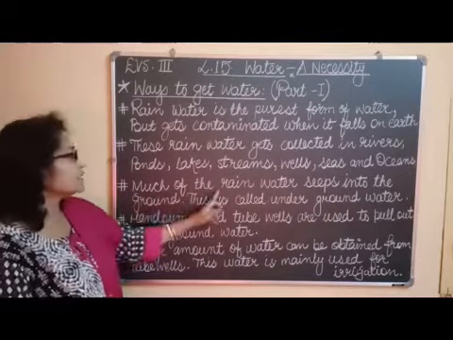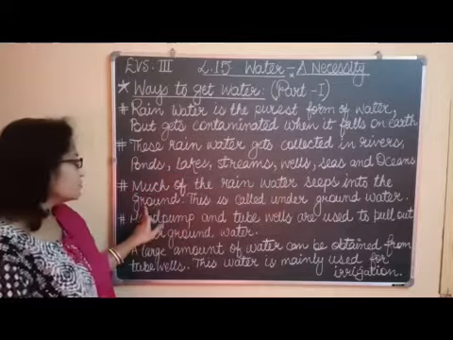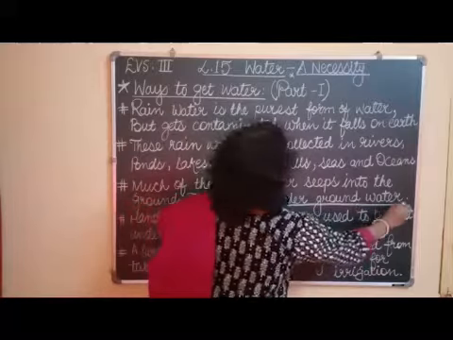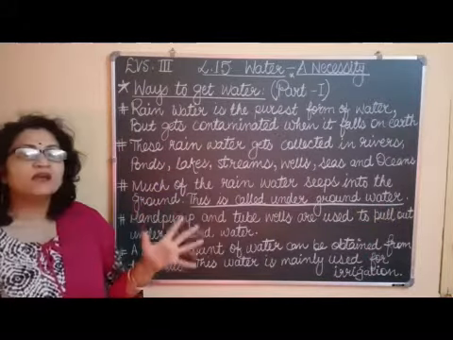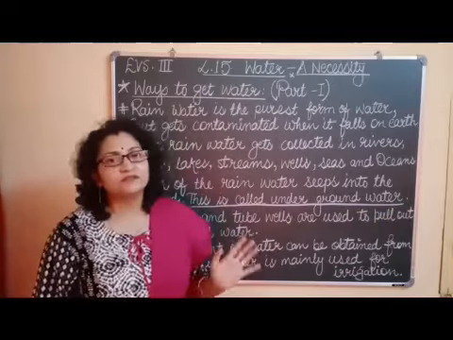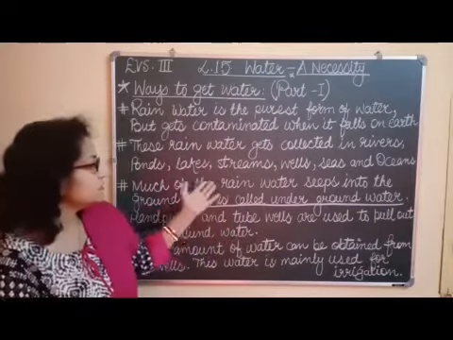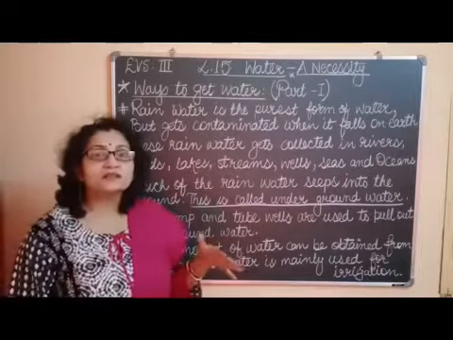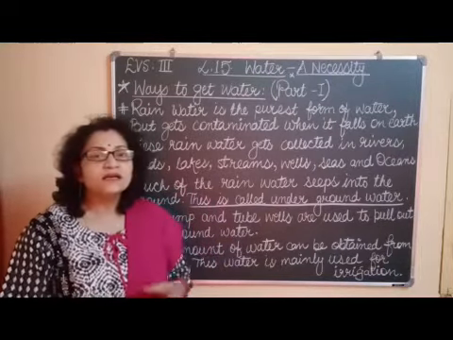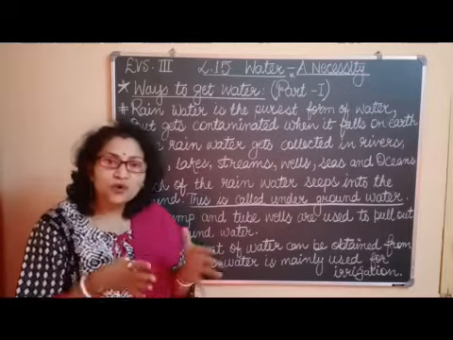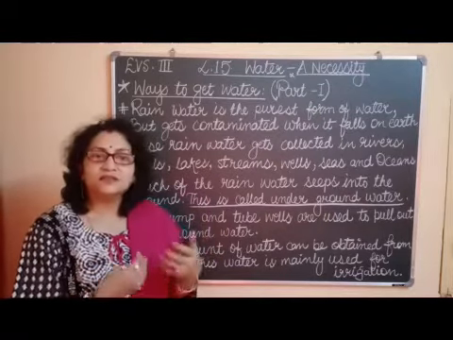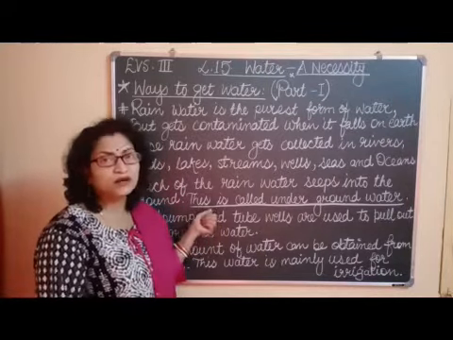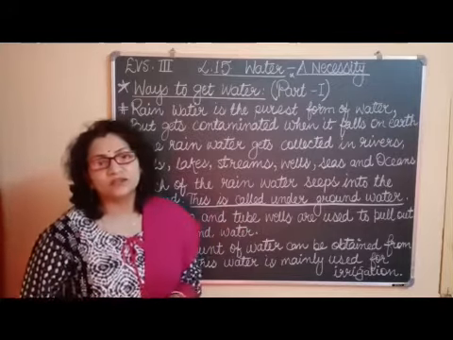Then much of the rainwater seeps into the ground. This is called underground water. This you need to know, what is underground water. When this rainwater falls on the earth, it flows in rivers, seas, oceans, wells, streams, as we have discussed. But some water gets collected down in the earth. It gets collected between rocks, right? And then it seeps into the earth. Now, this water which goes into the earth is called underground water.